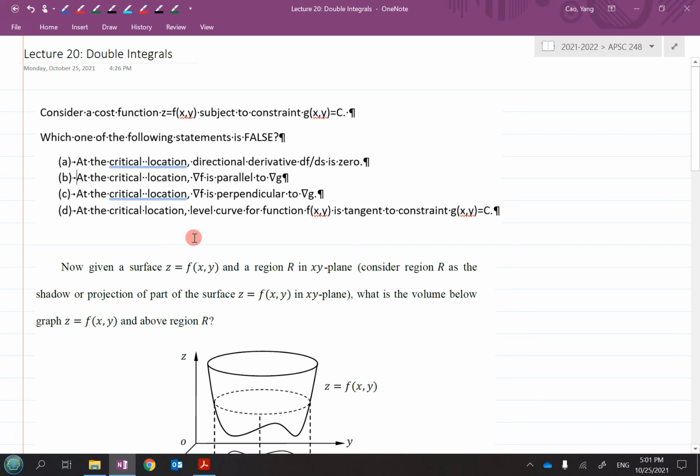Okay, so before we continue on double integral, let me ask you a question here, just to see if you have an understanding of the constraint type of problem. So it's a multiple choice question. Okay.